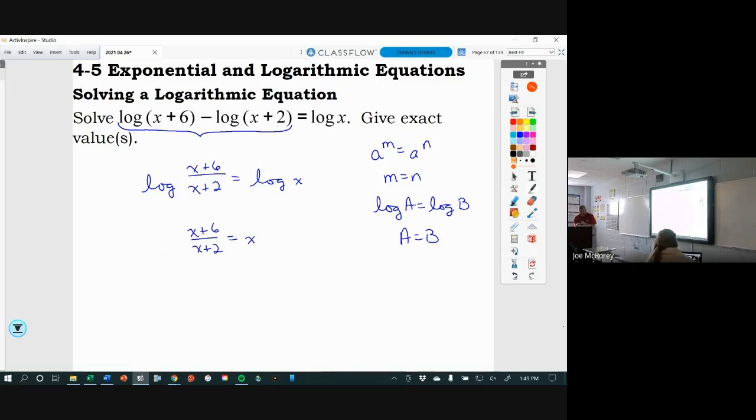So what do we do with them? Factors over factors cancel. So what do we do? Multiply by x plus 2. Why? Both sides. Because it cancels out on the bottom of the left.